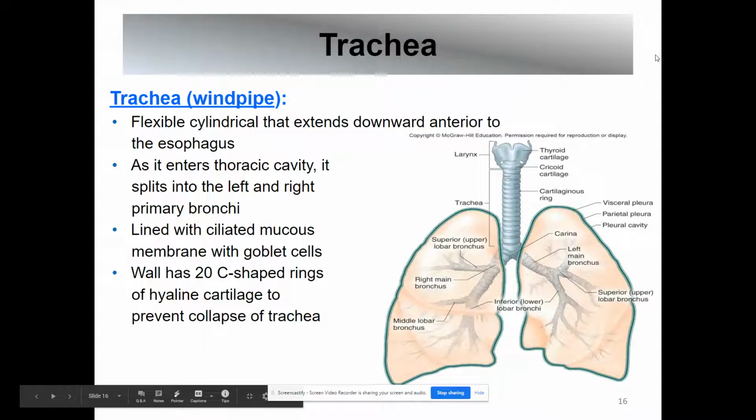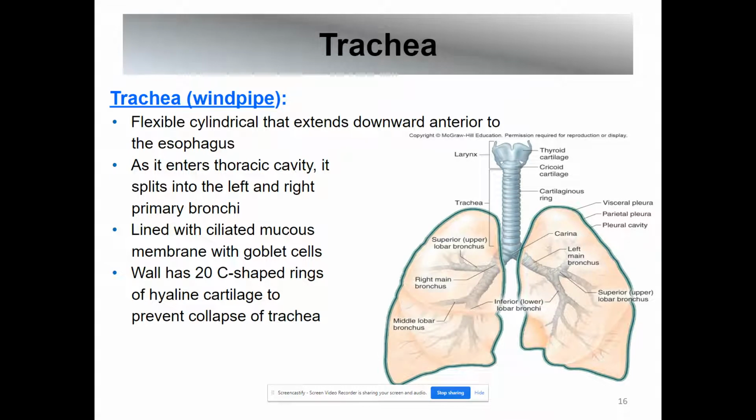This is going to be the respiratory system notes part 2B, just a continuation of the first section. What we're going to talk about now is the trachea, commonly known as the windpipe. Okay, so here is the trachea.